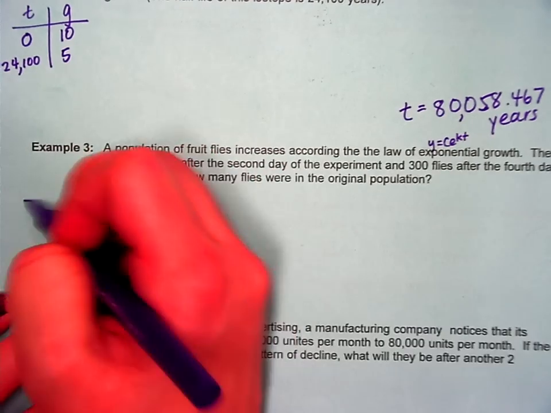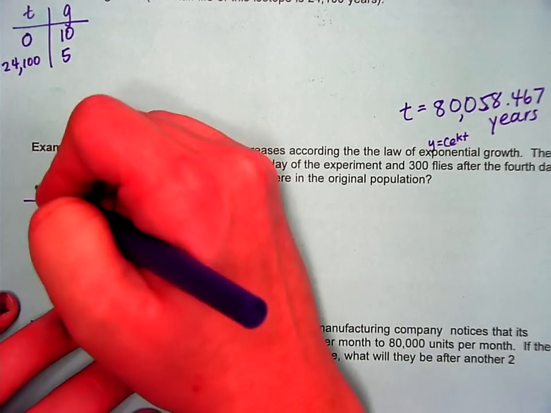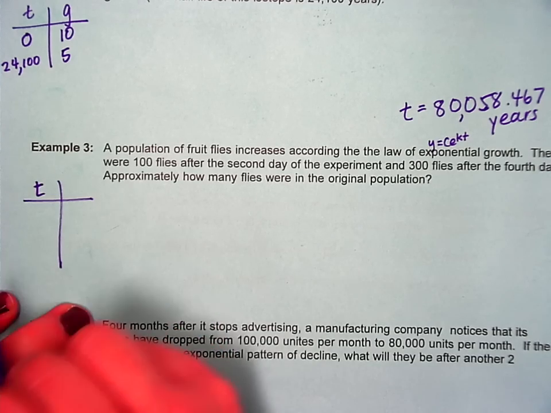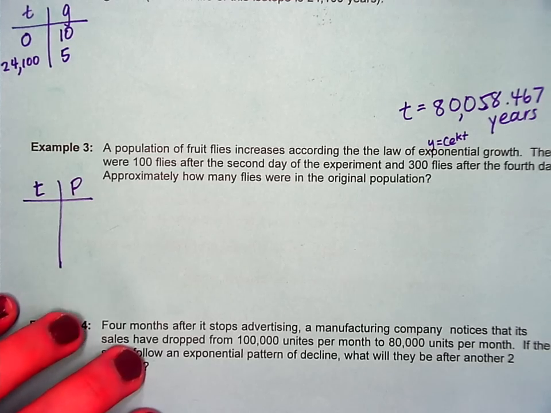So here and here, that means I'm going to take my time, which we'll just call the days that have gone by, and then we'll call P maybe for the population of the fruit flies.